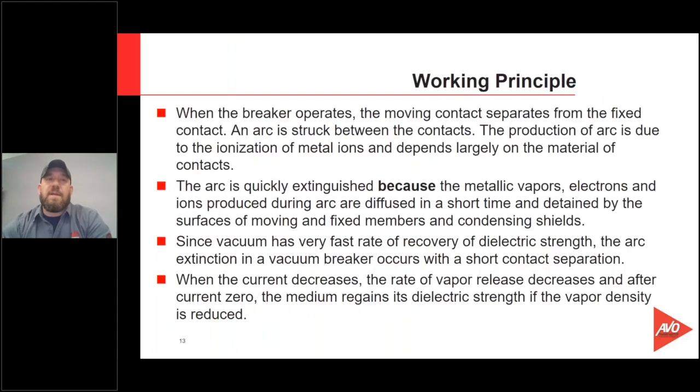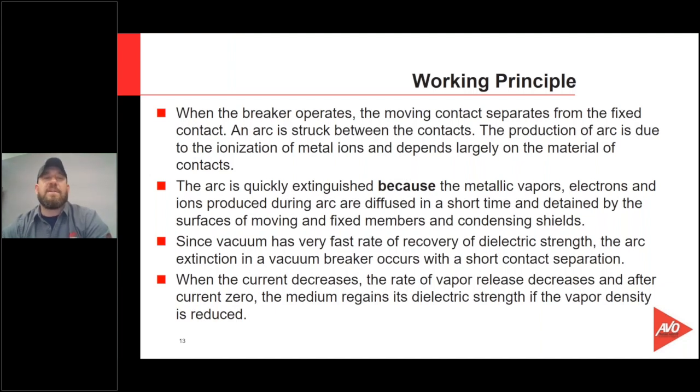The working principle: when the breaker operates, real simple, the moving contact separates from the fixed contact. That's it. The movable contact is the only piece that moves back. The fixed contact stays exactly where it's at. An arc is struck between the contacts. The production of this arc is due to the ionization of metal ions and depends largely on the material of the contacts themselves. Depending on the size of the contacts, that will determine how much ionization occurs inside that bottle.